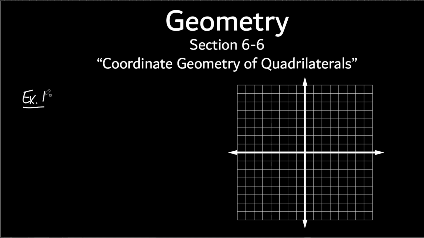It says, classify quadrilateral ABCD as specifically as possible. So a quadrilateral is pretty general, right? Give me a more specific type of quadrilateral. A square would be a specific type of quadrilateral. What would be another one? A rhombus, a kite, a rectangle, a trapezoid.